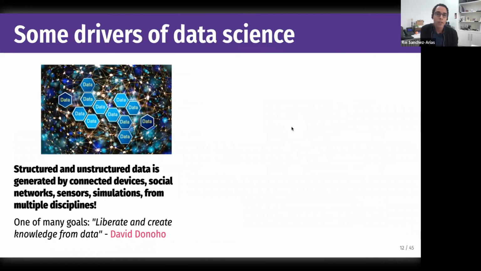So here are some of the drivers of data science in the past 6 years or more. Of course, one of the reasons why we're talking about it is because there's so much information surrounding our lives. Data comes in structured or unstructured format. It may be generated by your connected devices, by your smartwatch, by your social networks, by sensors, simulations, and it comes from multiple disciplines. David Donoho once said that one of the big goals within data science is that we want to liberate and create knowledge from data, right?